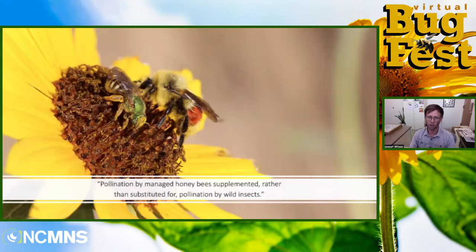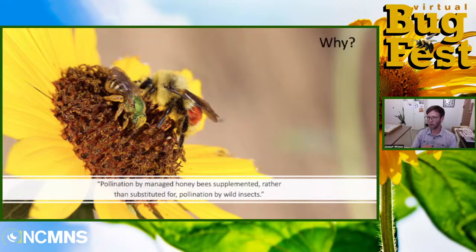I want to talk just a little bit about some of these behaviors that wild bees can do that honeybees can't. So this study also suggested that pollination by managed honeybees supplemented rather than substituted for pollination by wild insects. So we usually think of honeybees as the pollinators of our crops, and then the wild bees might help out now and again. But in fact, this and several other studies have shown that wild pollinators are the main pollinators for many of these crops, and honeybees are supplementing those wild pollinators.